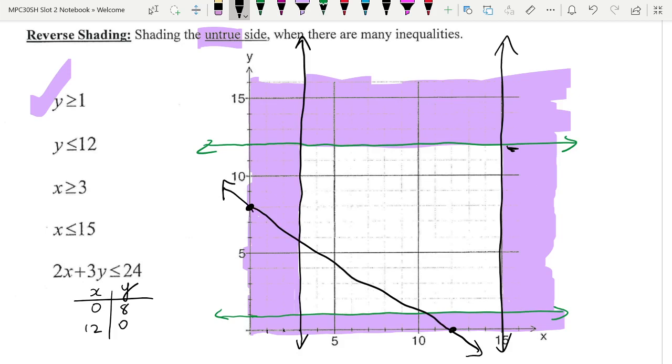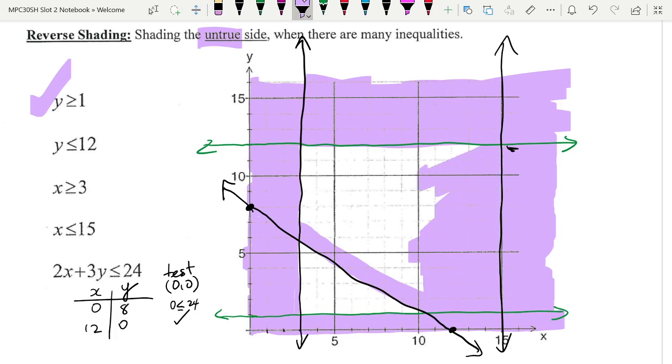And then which side am I doing? Let's test 0, 0. Is 0 plus 0 less than 24? It is. So 0, 0 is in the zone. But remember, how am I shading? I'm shading the things that aren't the answer right now. So that would be everybody out here. So all this white zone out here can't be my answers. You don't count. So that's it. That's my answer.